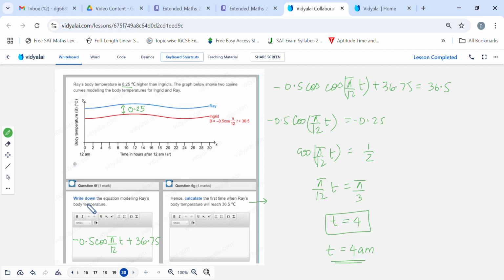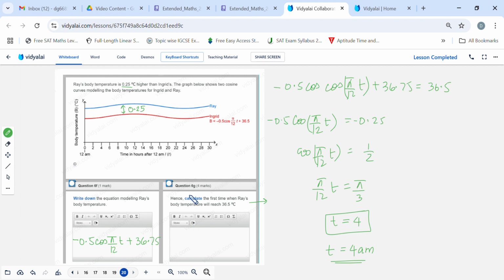Now F, for that we have to read this part. Ray's body temperature is 0.25 degrees Celsius higher than Ingrid's. The graph below shows two cosine curves modeling the body temperature for Ingrid and Ray. Write down the equation modeling Ray's body temperature. So Ray's body temperature is just 0.25 higher than Ingrid's. So the equation is going to be negative 0.5 cos pi by 12 t plus, Ingrid's body temperature was initially 36.5, and this plus 0.25 will be 36.75. So this will be the equation modeling Ray's body temperature.